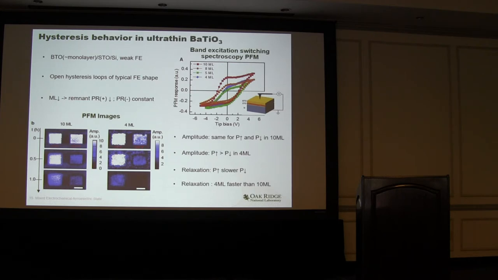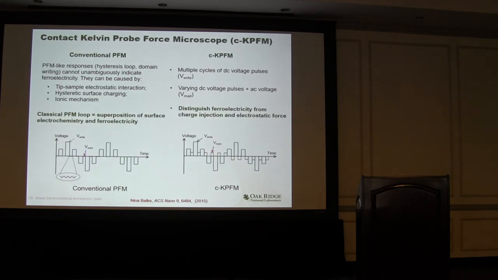For a thicker film, the amplitude response is almost the same for P up and P down cases. Thinner films will have a larger polarization response going up compared to the P down case. We also study the relaxation of the polarization in the PFM images. We find the up polarization relaxes much slower compared to the P down case. And when the film is becoming thinner, the relaxation is even faster. All this work indicates that the ferroelectricity is contributed mainly from the barium titanate layer in this material.